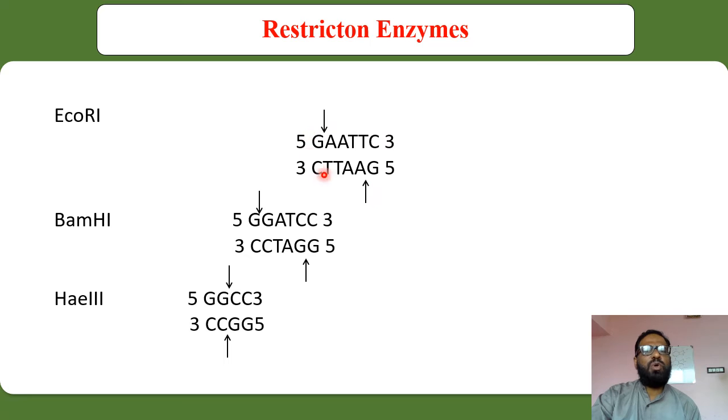That's why this is called a palindromic sequence. And now you can see this particular arrow mark. Can you see this particular arrow mark? This is one arrow mark and this is the second arrow mark. This is called the restriction site.